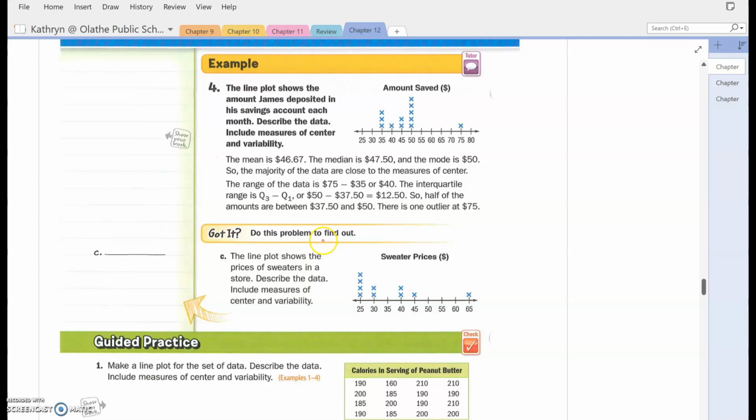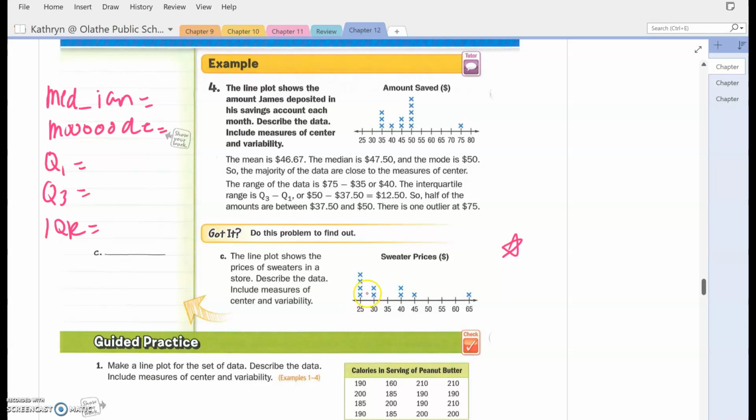We're going to take a look at this problem right here, and we're going to do this one together. Taking a look at it, you could probably guess what the outlier is, but we've got to do the math. So the first thing we need to do is find the median, the mode, Q1, Q3, and the IQR, and then we'll go from there.